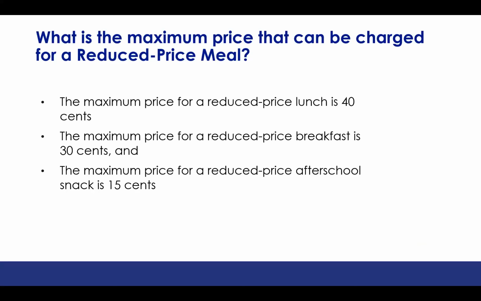We often get asked, what's the maximum price that can be charged for a reduced price meal? And we did have that question earlier and answered it. The maximum price for a reduced price lunch is 40 cents. The maximum price for a reduced price breakfast is 30 cents. And the maximum price for a reduced price after school snack is 15 cents. Next slide.